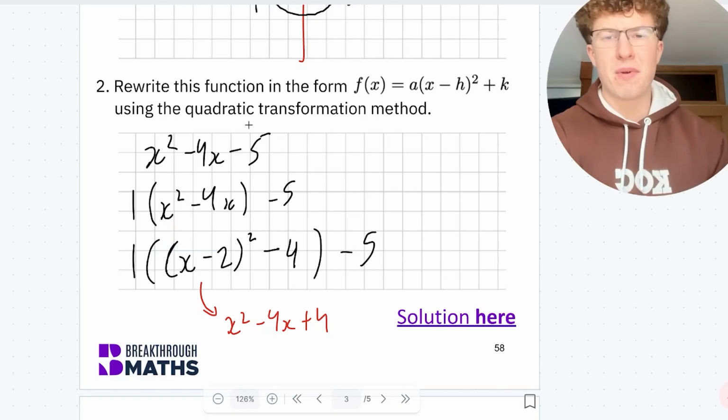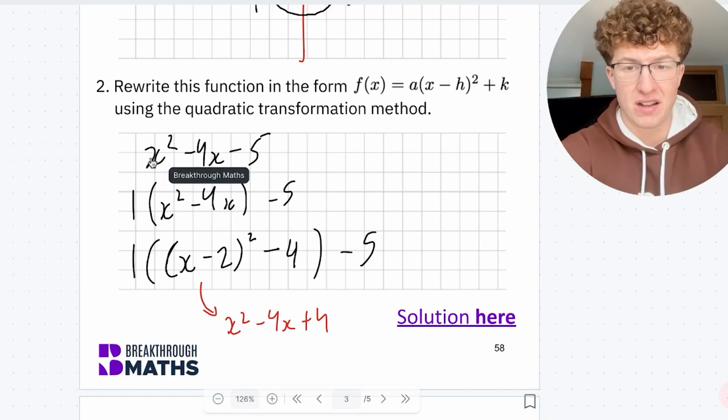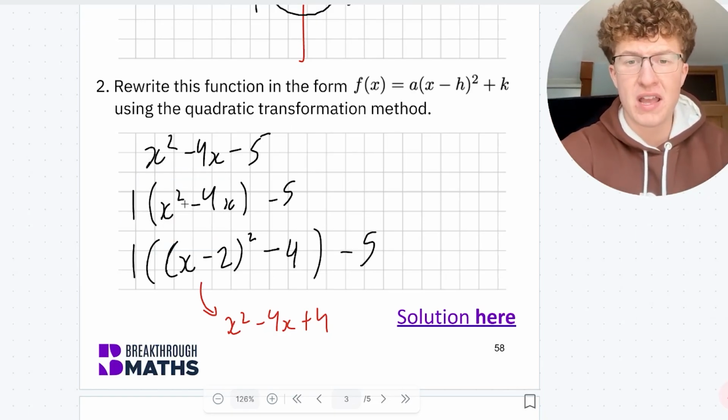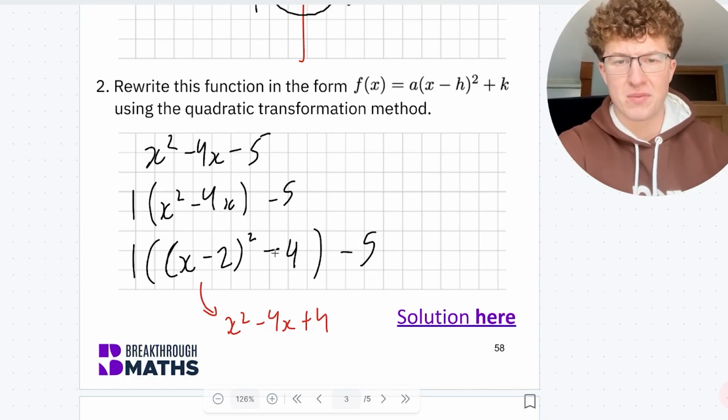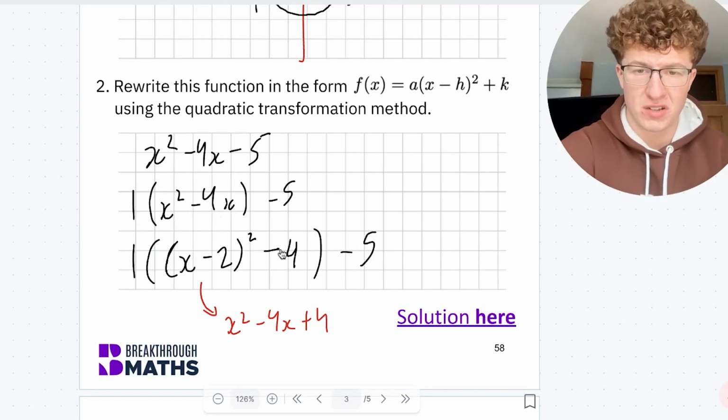So remember, first step, factor out something. In this case, it was just a 1 we could factor out. Then we have to complete the square. Just rewrite this as a square. And then, account for whatever additional term you have.